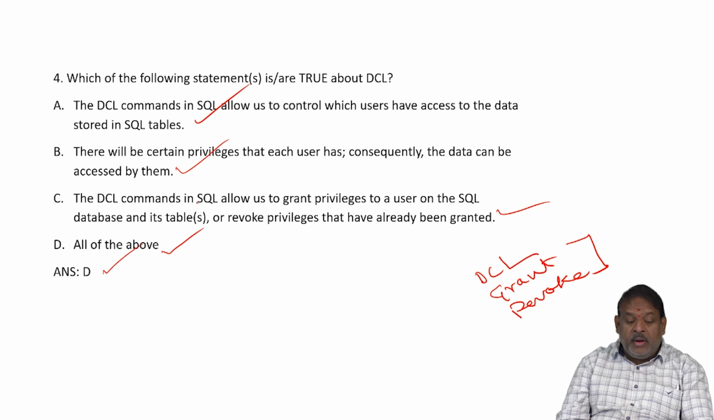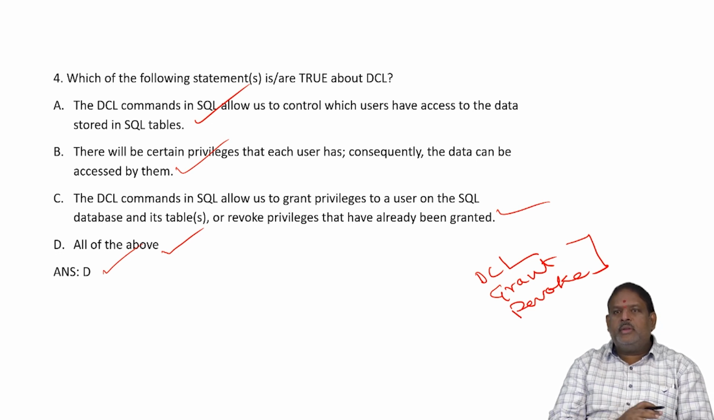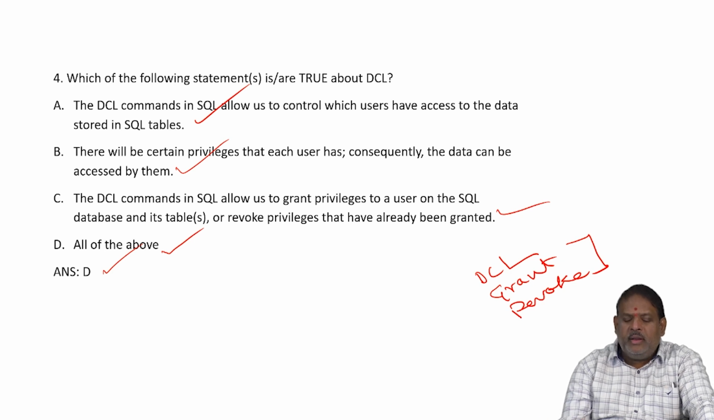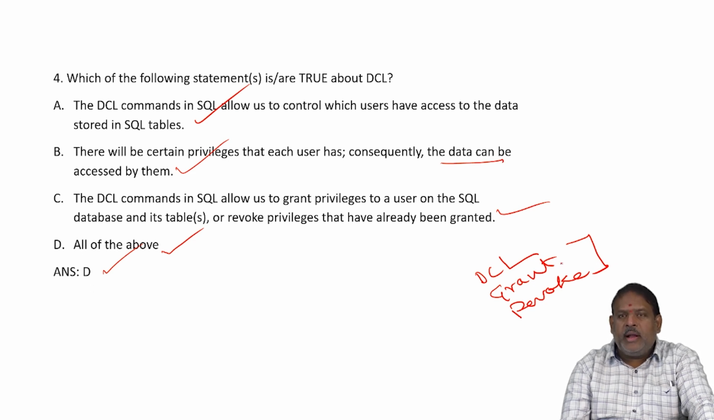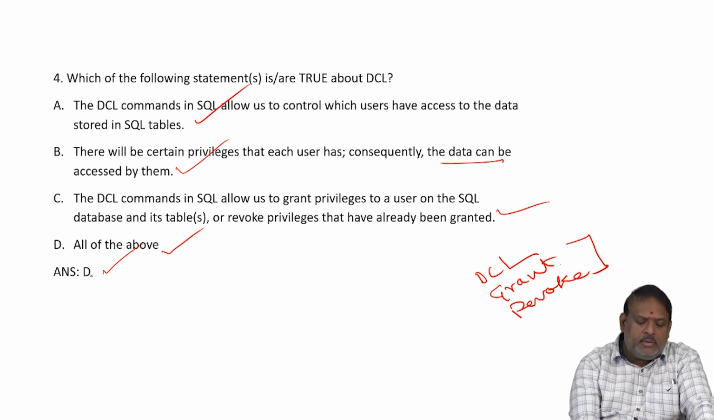Because the DCL command allows the user, suppose he has rights, to access the database. That is the first privilege. And there are certain privileges, suppose I give him the privilege to only see the data, he cannot insert or update. Then he can only access the data, he cannot modify the data. That is again a privilege, that is again a grant right. And also the DCL has two commands, grant and revoke. These two will give privileges to the user, and at any point of time I can revoke the privileges that are already granted to the user. So the answer is D here.